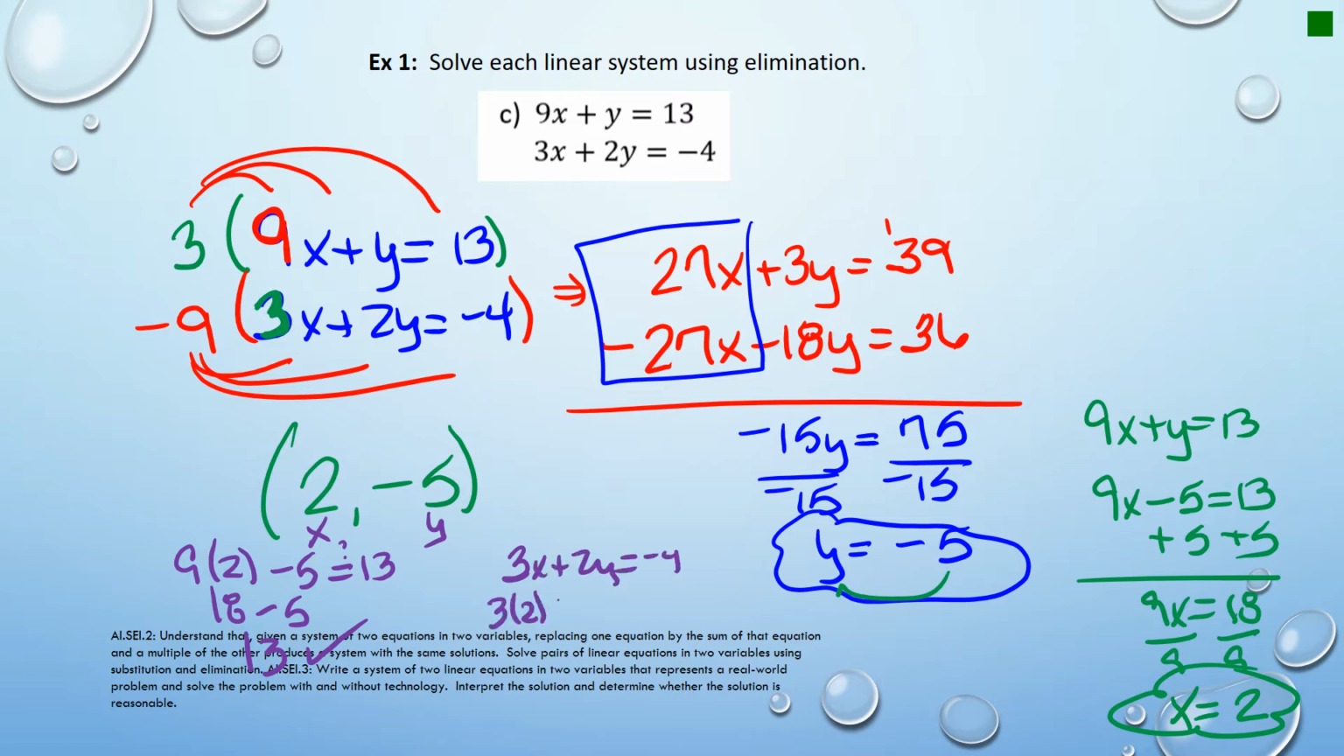Then I'm going to take 3x plus 2y equals negative 4. I'm going to put 2 in for x and negative 5 in for y. I get 6 minus 10. Does that equal negative 4? Yes, that's how we check that number. Look at that. We should never get any wrong. Woohoo!